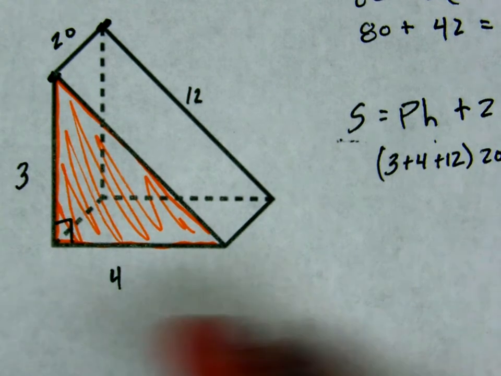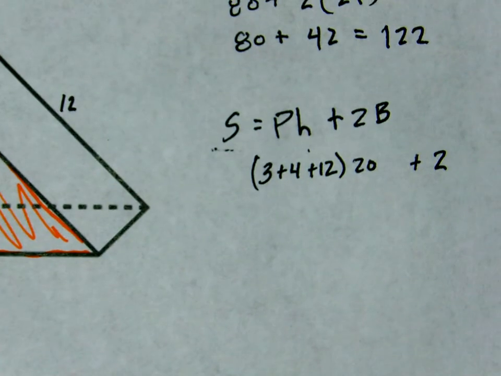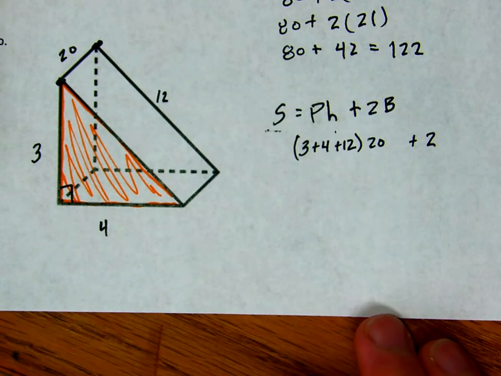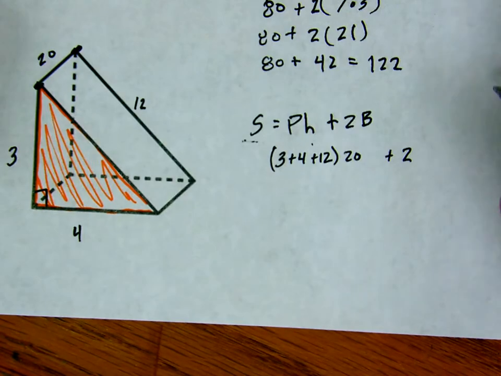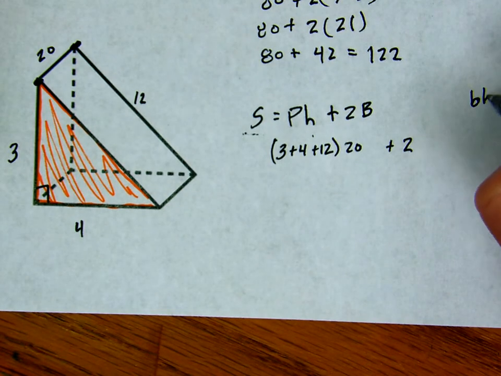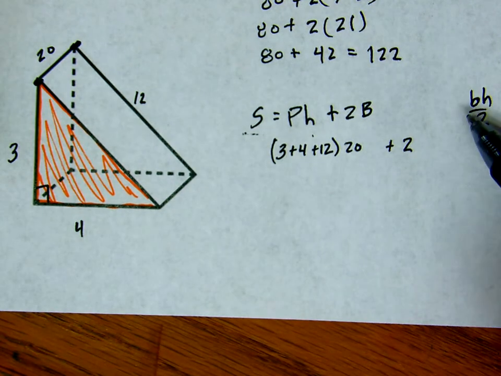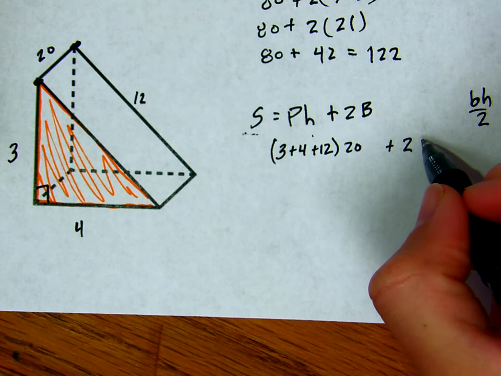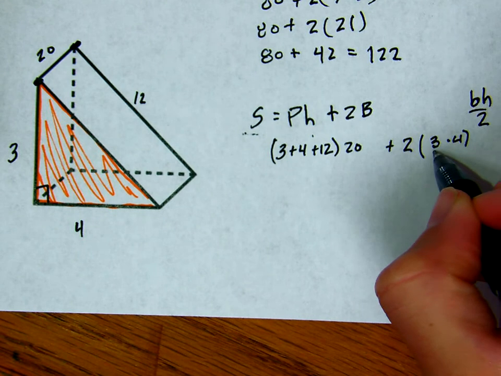Now 2B. Now we need to find area of the base. How do we find the area of our base triangle? If you look at your formula chart, it should be base times height divided by 2. Remember what I said last time. The base and the height of that triangle have to be the two sides that make up this right angle. So base times height, 3 times 4, divided by 2.